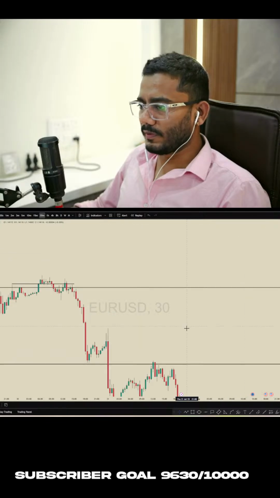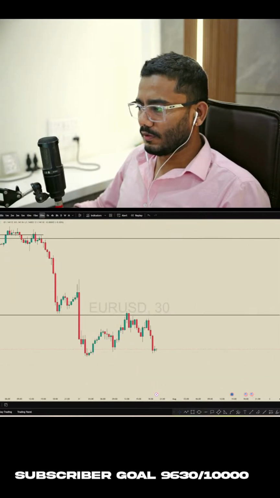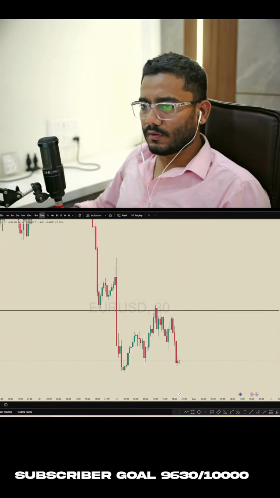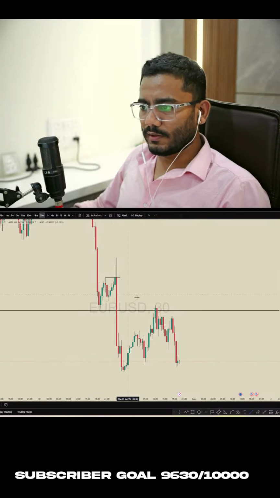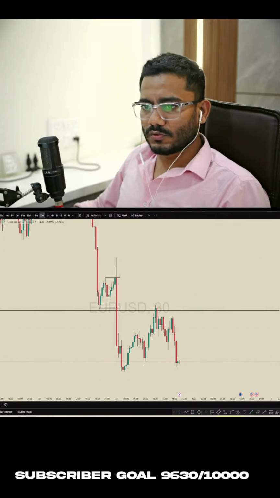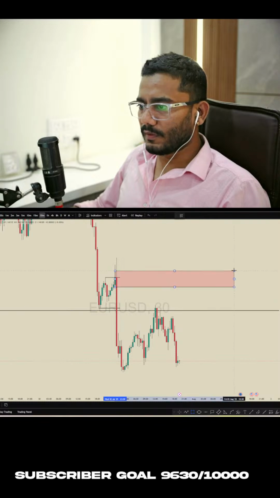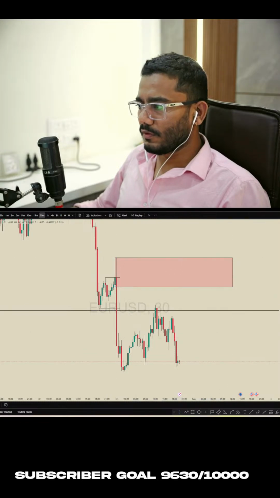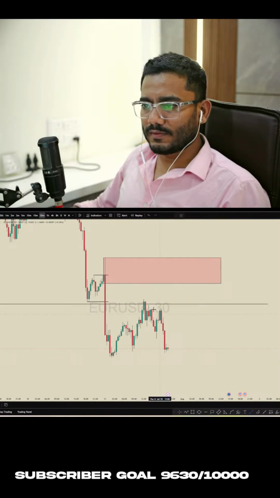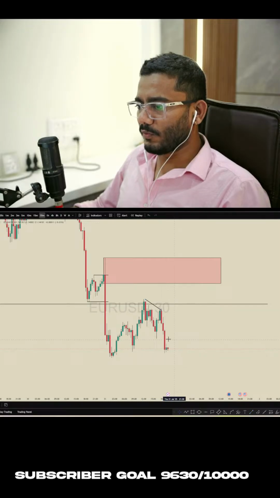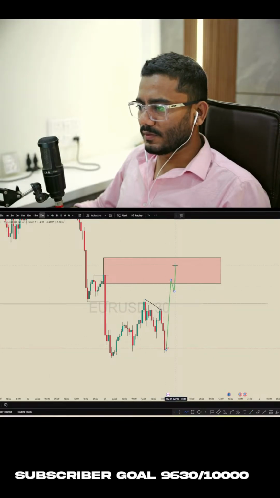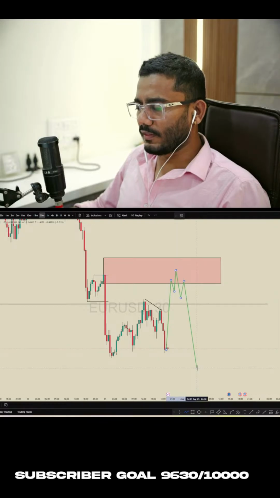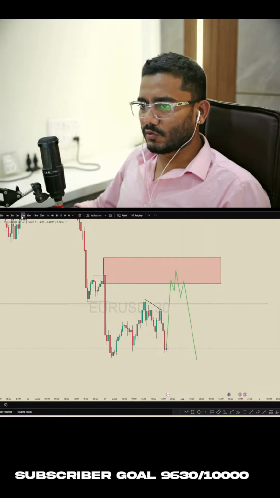If you go to 30 minutes, then we have this inducement and a breakout structure. So we can mark this as a POI. We can use this POI when price sweeps this trend line liquidity. Once price comes here, we can look for a change of pattern and then target these lows.